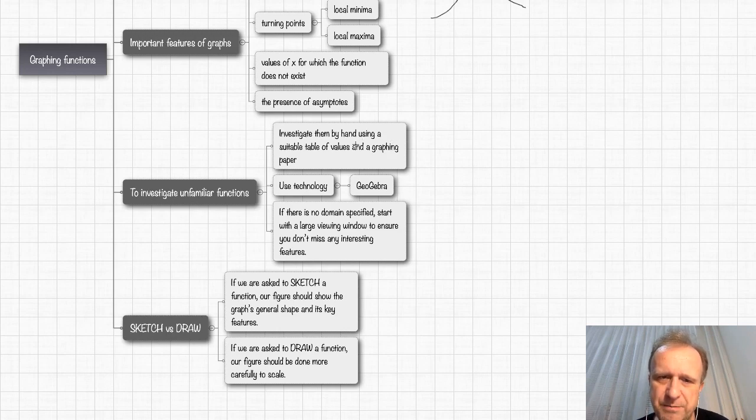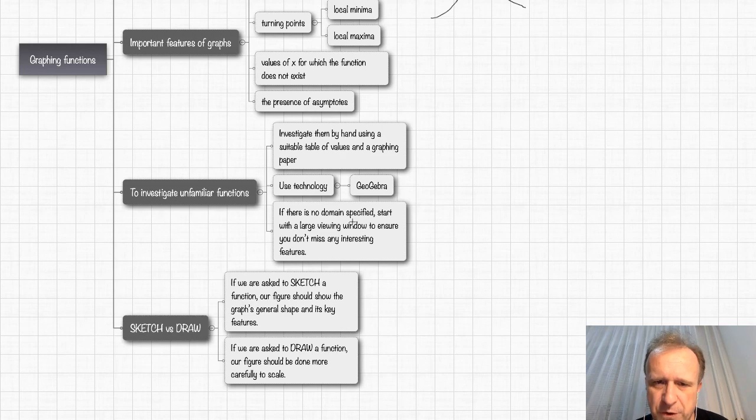So perhaps a better idea is to use technology. There are many different possibilities. I'm going to use Geogebra in this course, but of course some people may have graphing calculators, or you may use other software suites for this. But Geogebra is free, so why not use it?